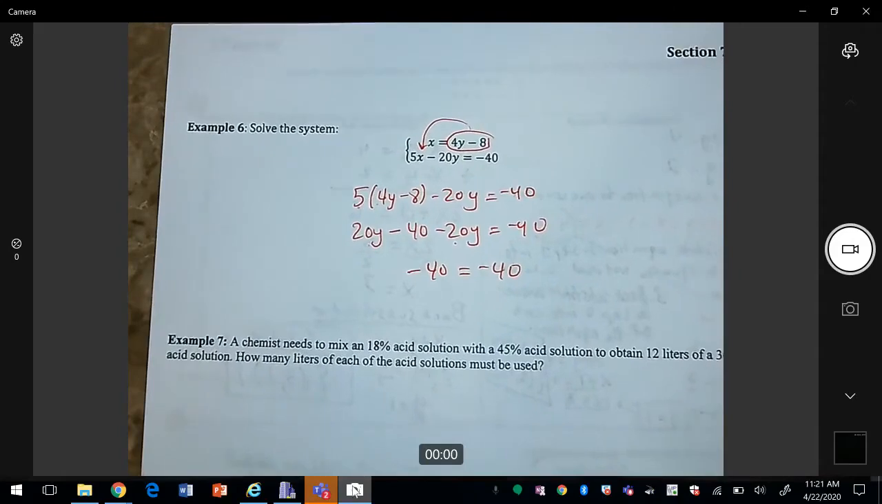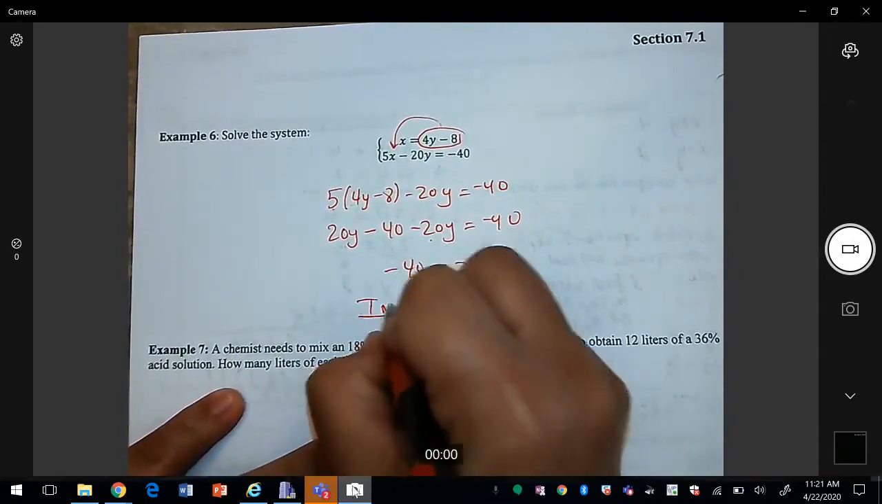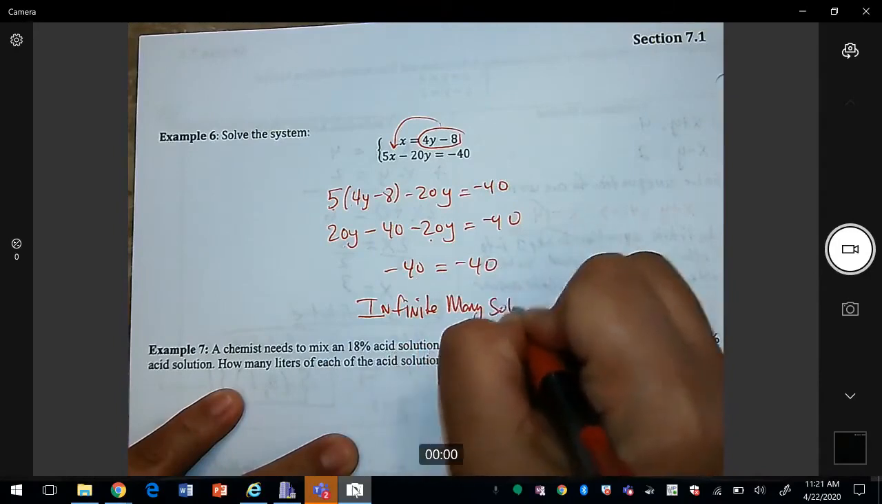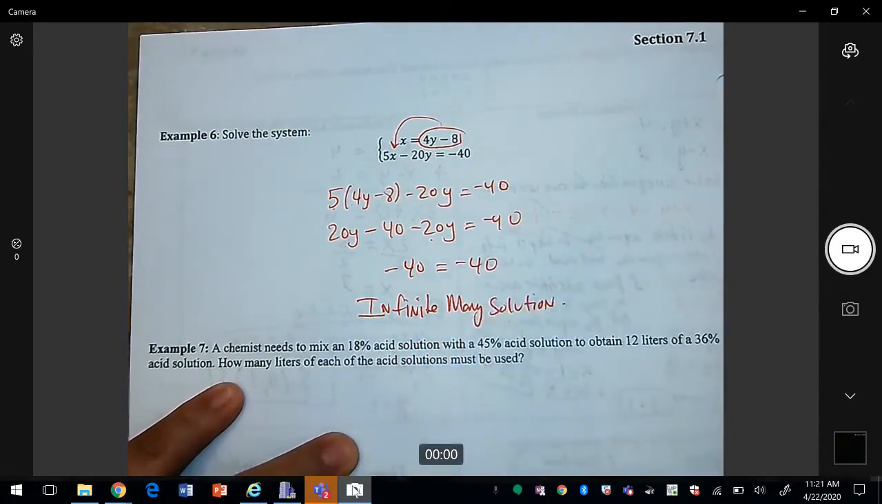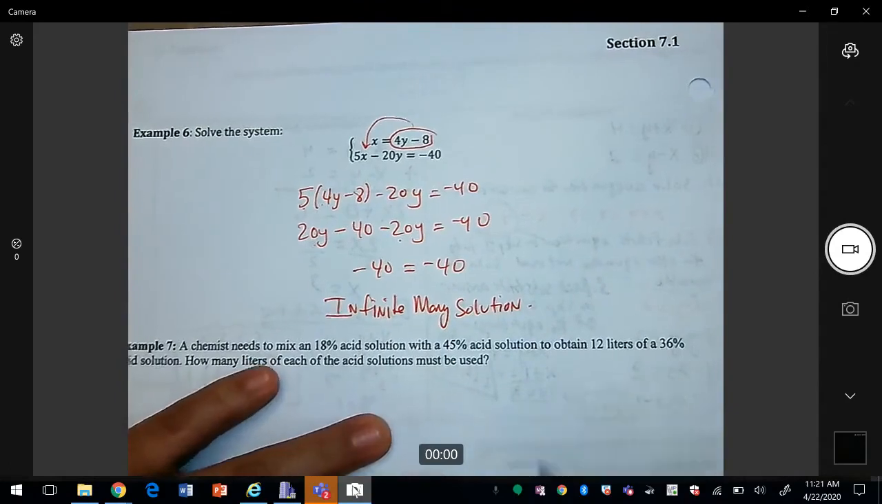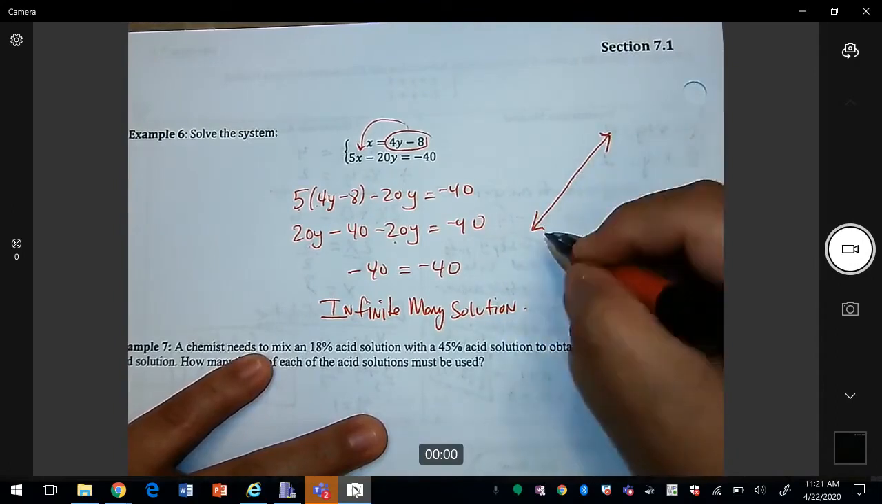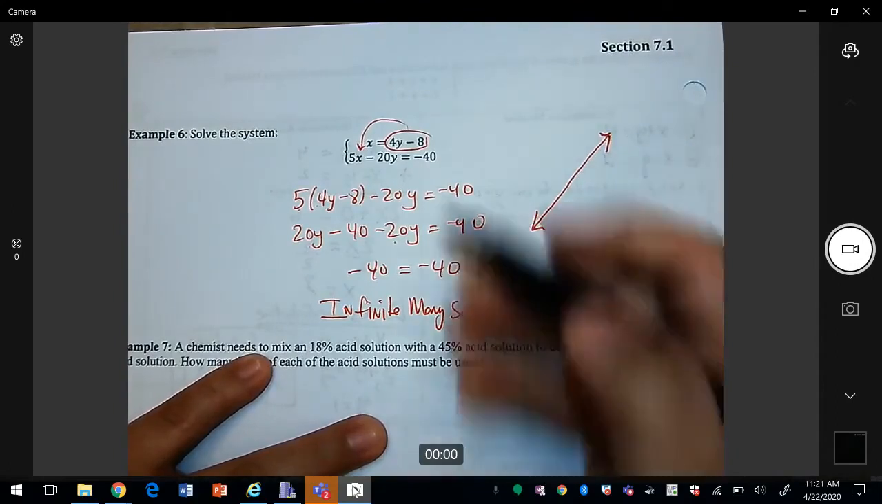So what that means is this is a true statement. So what this means is that there are infinitely many solutions. If we were to graph the equations, what would happen is you would have your first line, and then on top of it, you would have the second line.